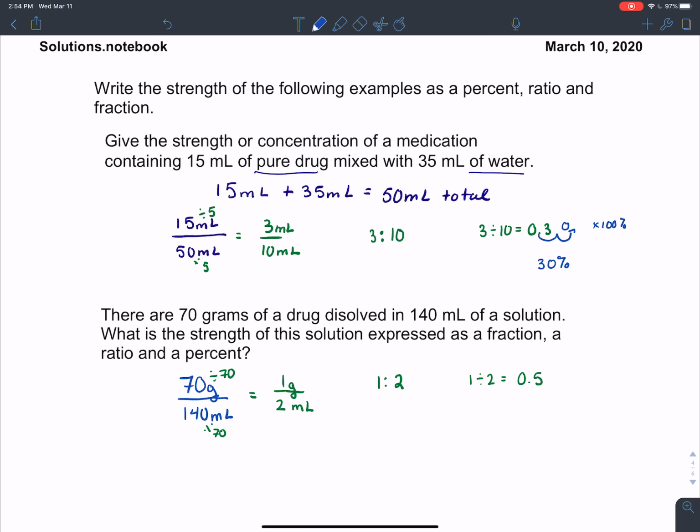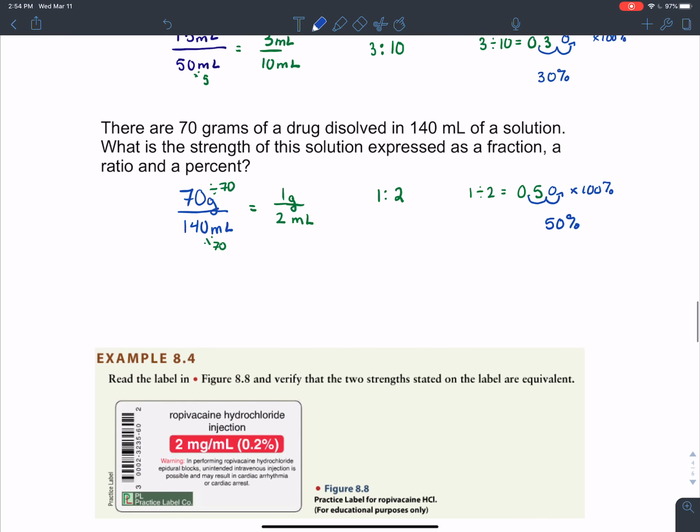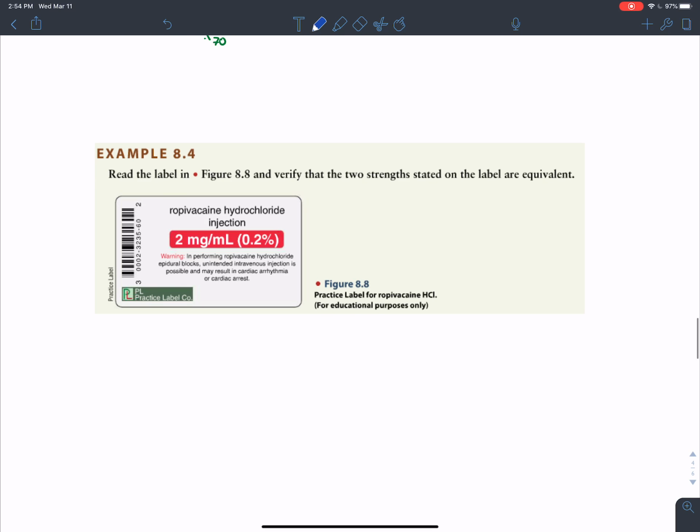To get it in percent form, I multiply by 100 or bump my decimal point over 2 places to find that it is a 50% strength solution. If we look at another example, it tells us to read the label in figure 8.8 and verify that the two strengths stated on the label are equivalent.